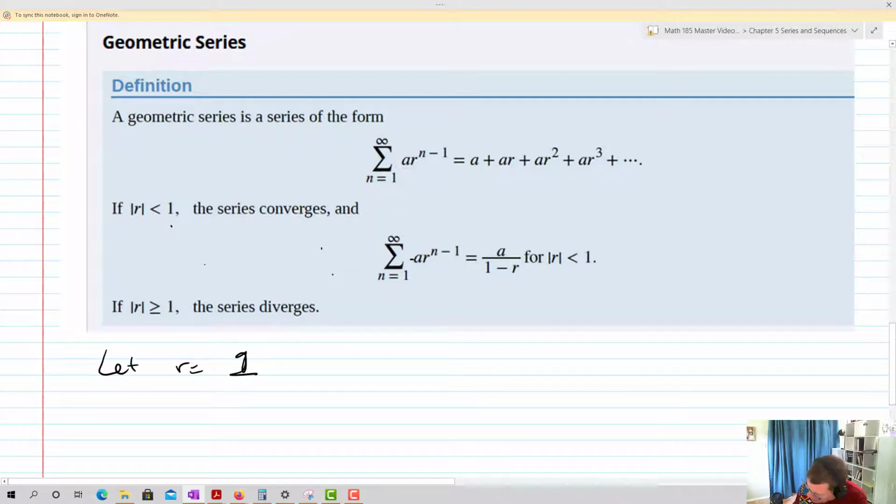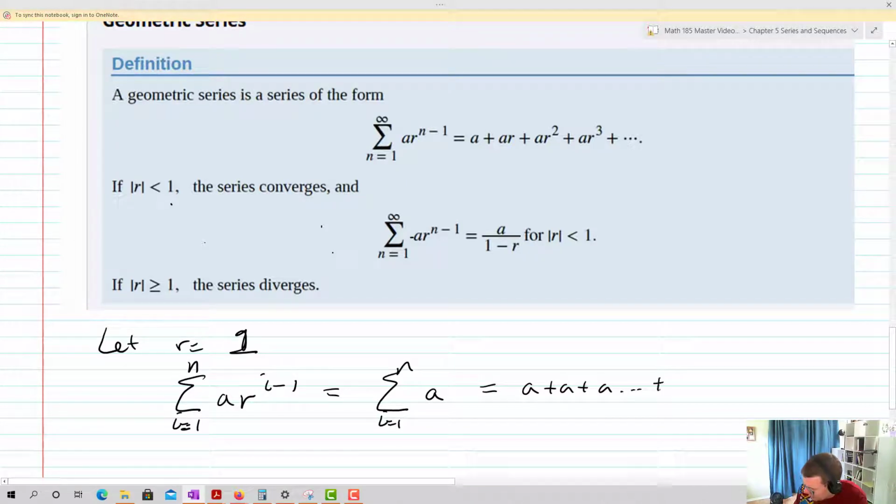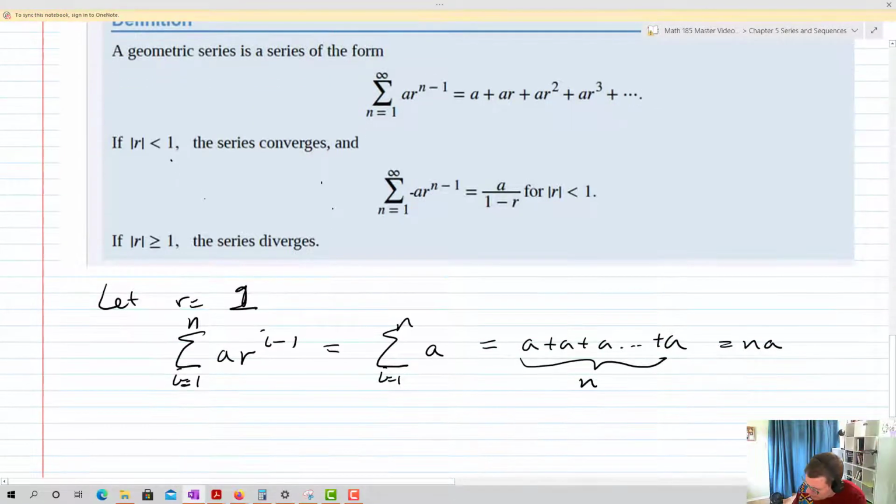And let's consider the partial sums. So we're going to take the sum i equals 1 up to n of a r to the i minus 1. And that's just going to end up equaling, because r equals 1, the sum i equals 1 up to n of a. And that's going to end up equaling a plus a plus a, and we're going to do that n times, so there's n of them. So that's going to equal n times a. So that's my partial sum.